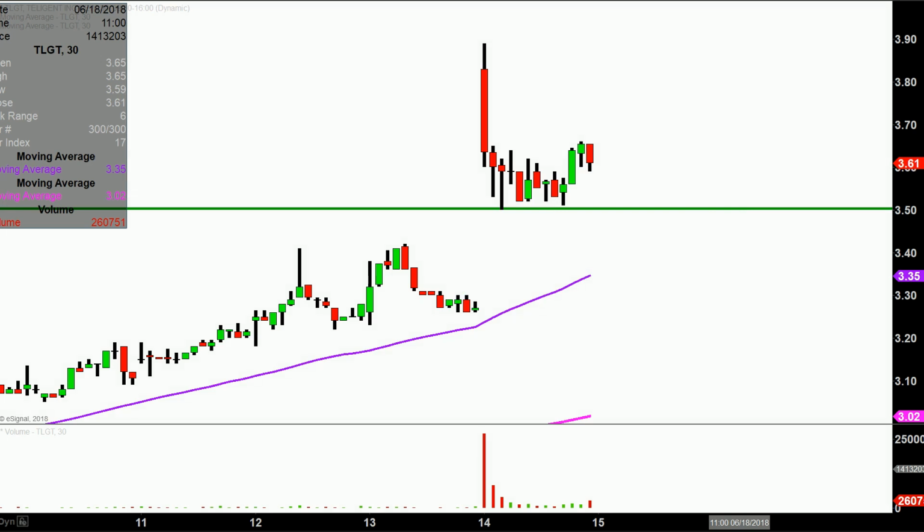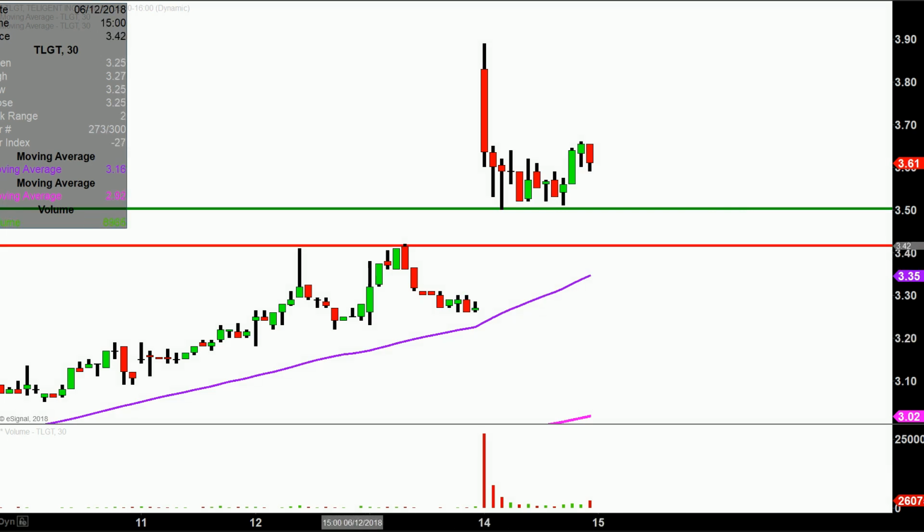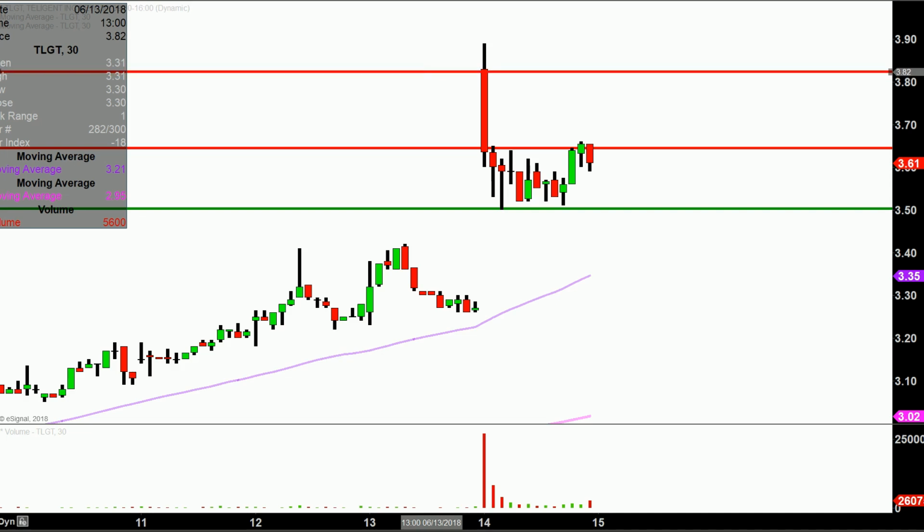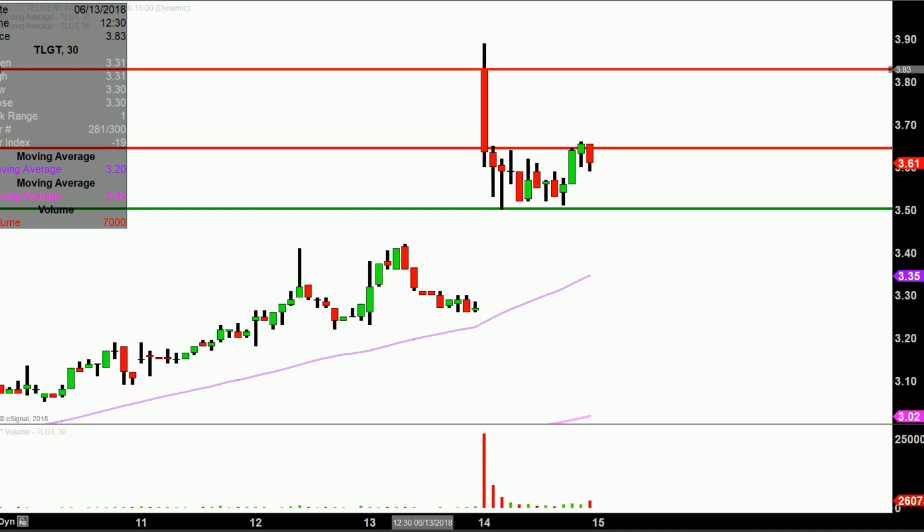Now, what about levels of resistance? After that first 30 minutes, the price formed a channel pattern, and the bottom of the channel is right here at 350, which we already talked about. The top portion of the channel is right up there at $3.65. So 365 is that near-term level of resistance. If the price can push through there, then things start to open back up again. And the next level of resistance, I'd call right up around $3.85.